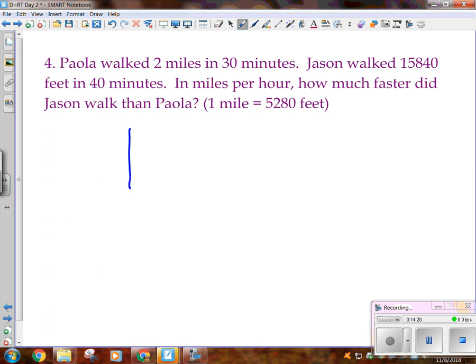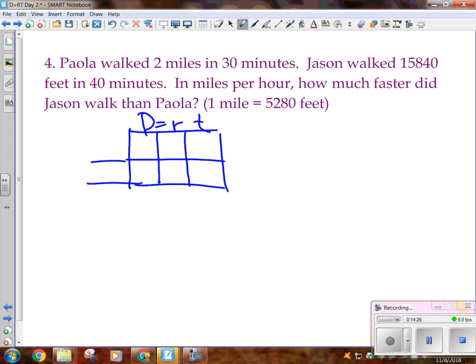Okay. D equals RT. Paulo and Jason. I don't know. Paulo? He walked 2 miles in 30 minutes. 2 miles. So this time, 2 miles is my distance. So I'm going to put this in here for distance. We have to change everything to miles and hours. So 30 minutes goes in as what? What fraction of an hour is 30 minutes? It's 1/2 an hour. So that would be his time.